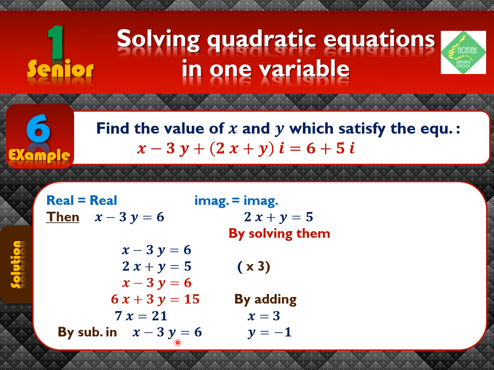So I have negative 3y equal 3. Divide both sides by negative 3. I will get y. Divided on the right hand side, I get negative 1. So I solved and found the values of x and y.